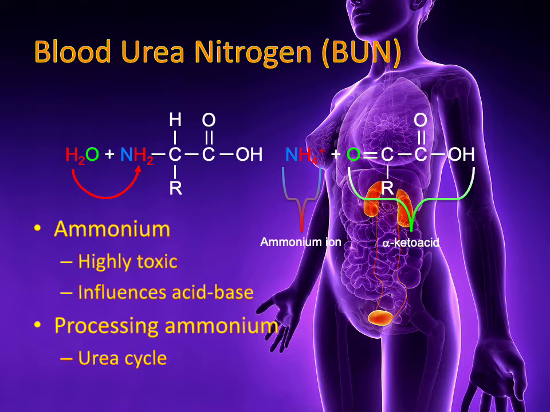It is very important to remember that ammonia is highly toxic to the body. Thus, the levels of ammonia must be kept low in circulation. In addition, ammonia can influence the acid-base balance in the body. That is why it is not uncommon for people in end-stage liver disease to develop acid-base disorders, primarily metabolic alkalosis. This happens in end-stage liver disease due to the liver's inability to process ammonia to urea.